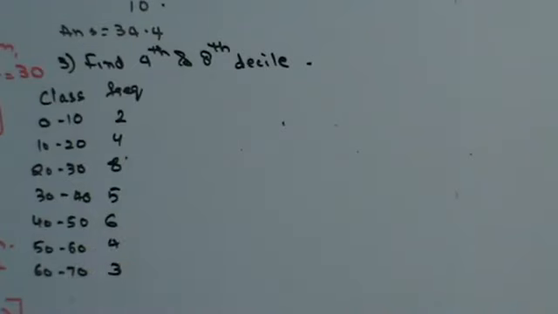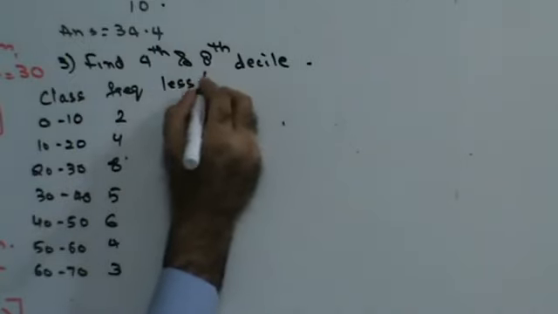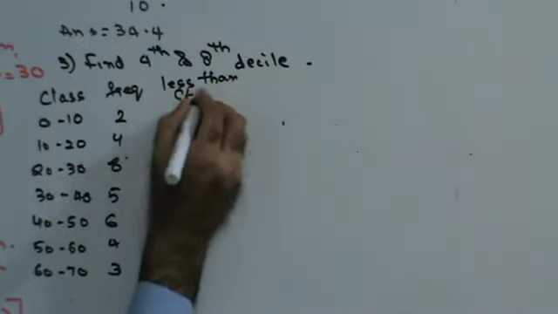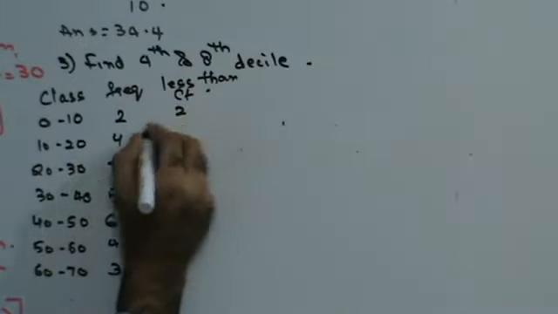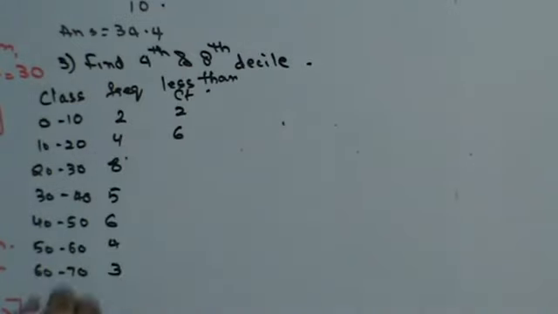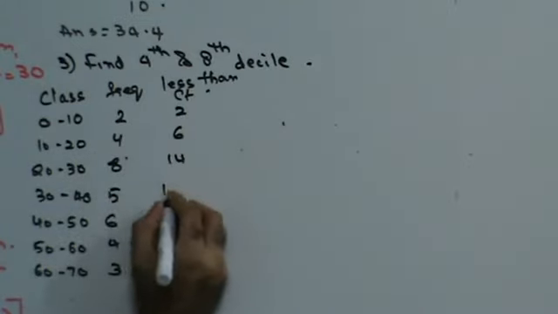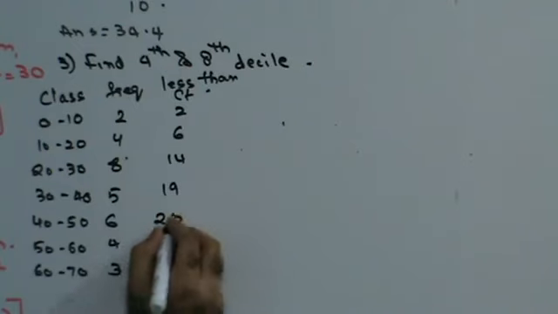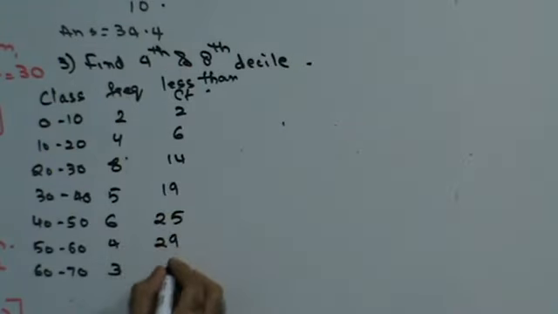Now the first thing that you do is you find out the less than CF. How do I find out less than CF? The number comes here as it is, 2 plus 4, 6. 6 plus 8, 14, 14 plus 5, 19, 19 plus 6, 25, 25 plus 4, 29, 29 plus 3, 32. Right? Once you have this, I'm going to do only D4, I'm going to leave D8 for you to solve.